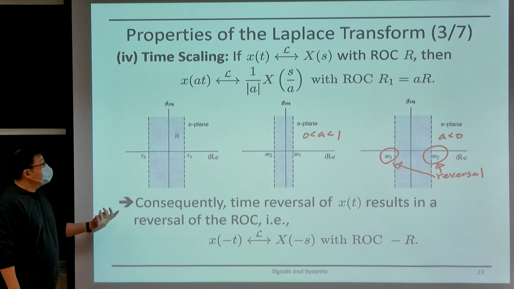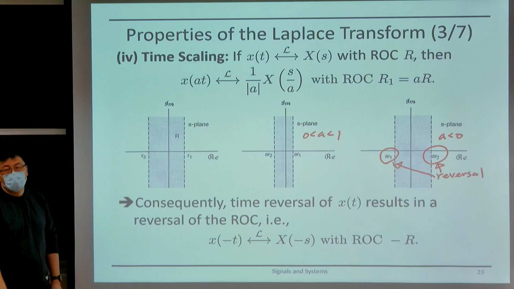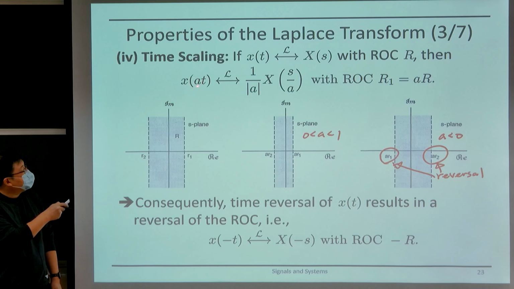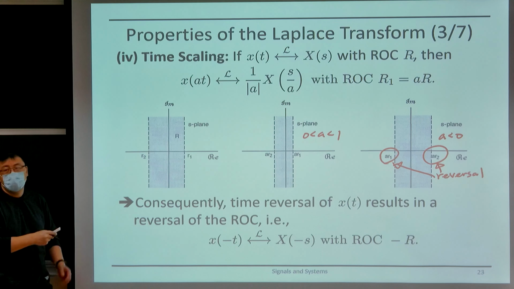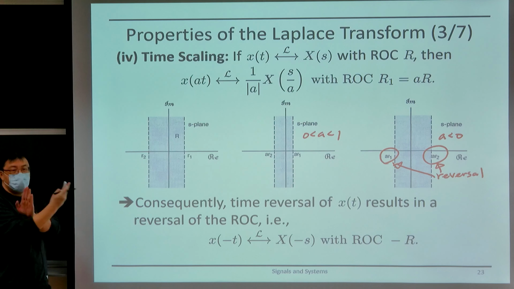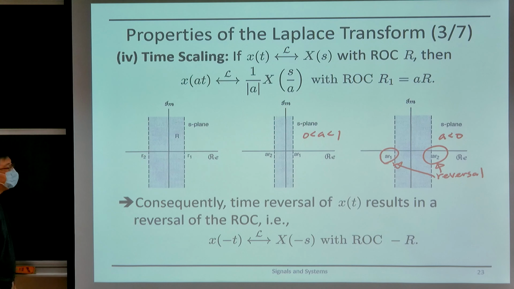A special case is when you choose a to be -1. Then you have x of minus t, which is a time reversal. So you flip the time domain signal around the origin. If you look at the time reversal of x of t, then the ROC will also be reversed. So originally, if the ROC is R, then the ROC of the time-reversed signal is minus R. And this is a consequence of this.